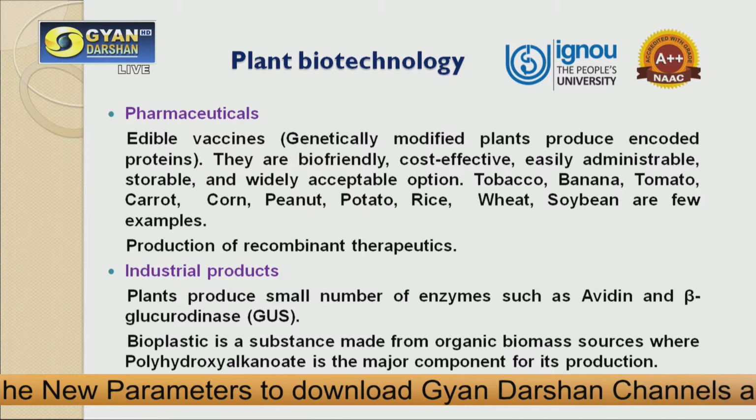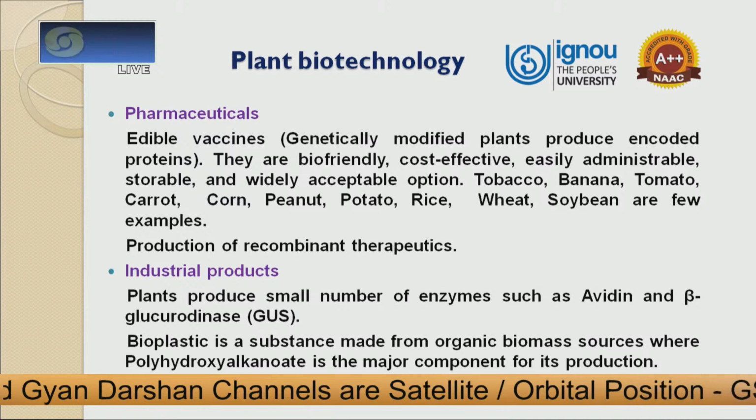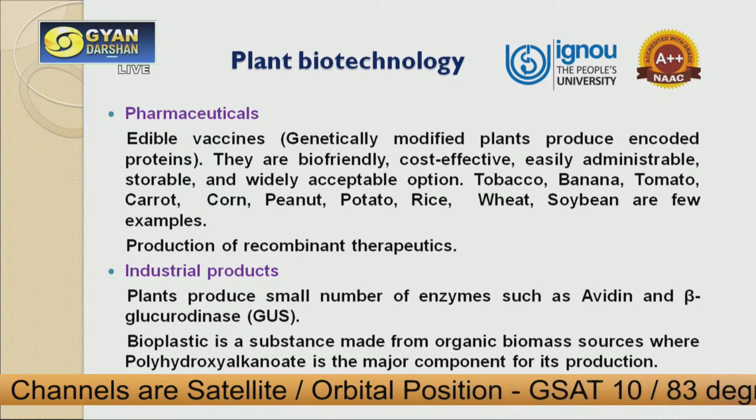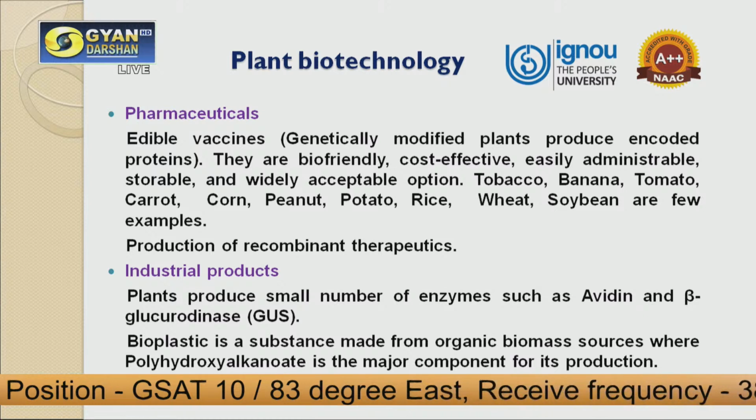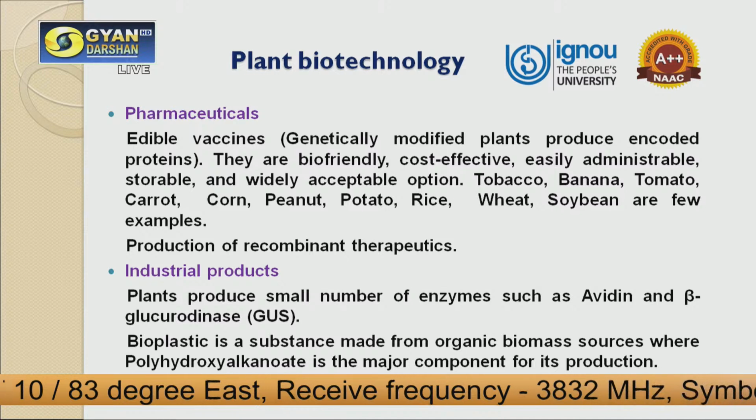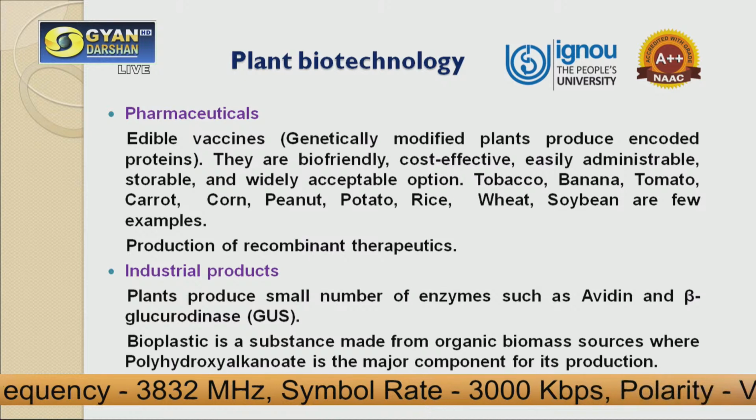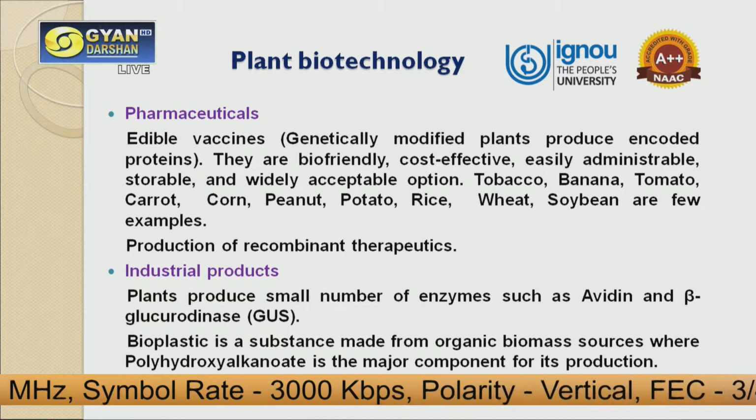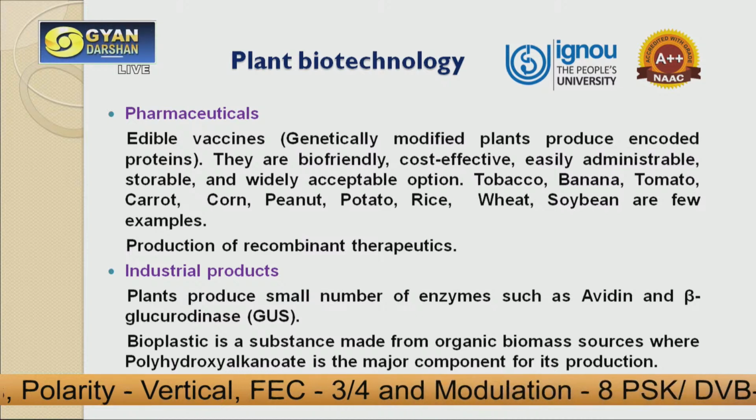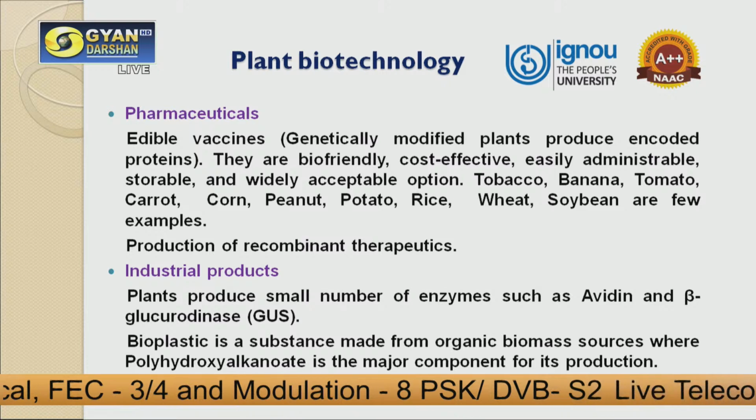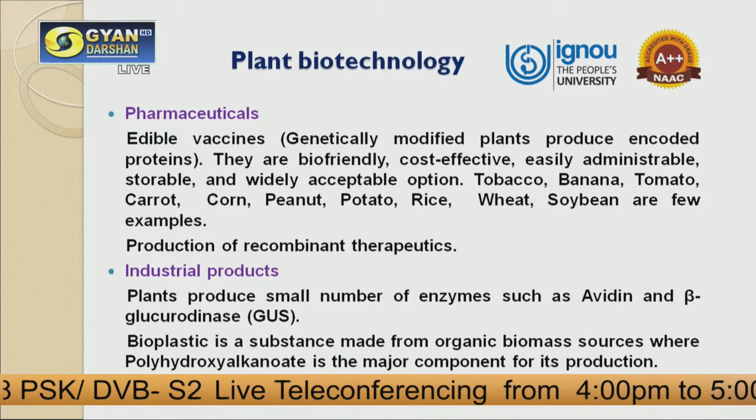Bioplastics is also one of the options which can be developed using plant biotechnology. Then what is bioplastics? Bioplastics are the substances that are made from organic biomass sources where polyhydroxyalkanoate is the major component for its production. Apart from this, production of biofuel can also be achieved using transgenic plants. Jatropha is one of the well-known examples where such biofuels can be produced.